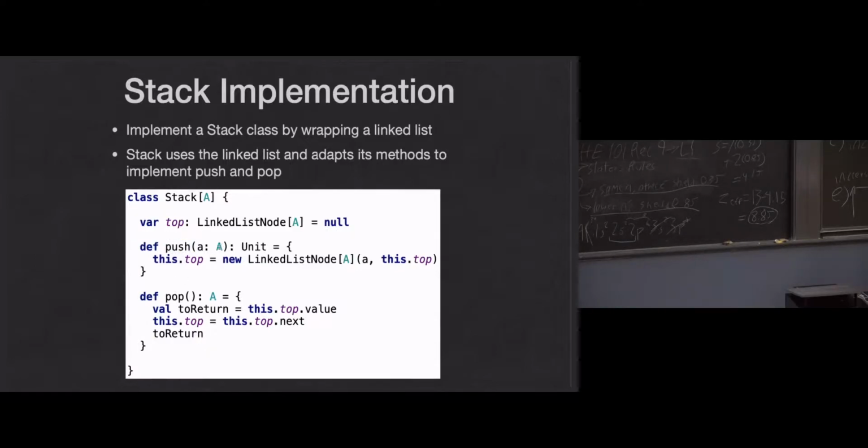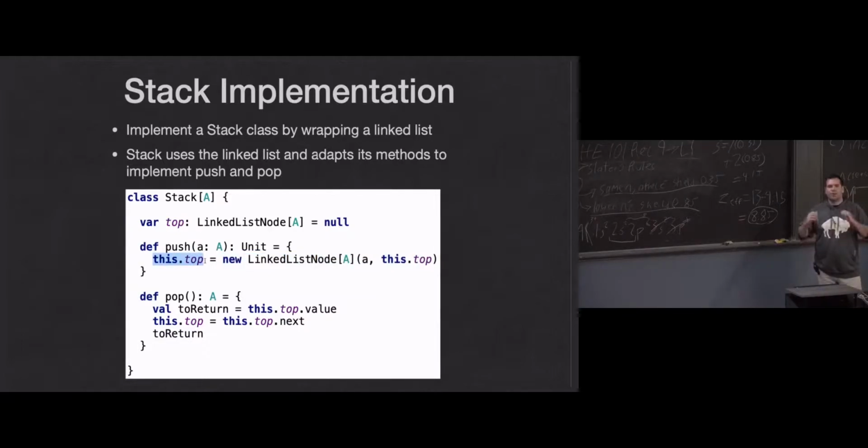Push is going to take an element of the type parameter, matching the type of the type parameter, and prepend to the linked list. We're going to replace the reference top to a new linked list node containing the element that we're adding and a reference to the old top of the list. So if we're pushing the very first element to this list, top is going to be null, and this dot top, this will be null. We'll get a linked list node referring to null with the value A, and we're going to set that as the reference to the top.